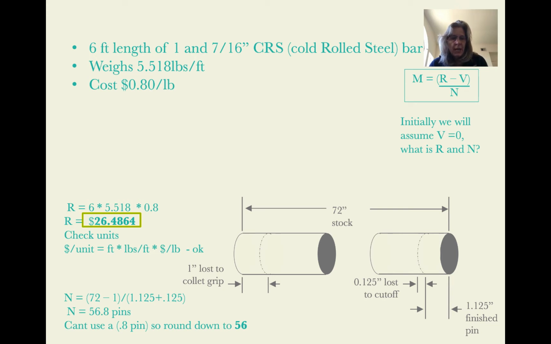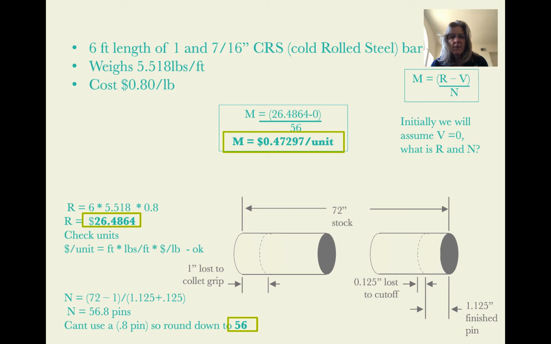So if we just do that calculation, it ends up to be 56.8 pins that we can make out of this barstock. But we know a 0.8 of a pin is not a useful pin, so we are going to round that down and say each barstock will make 56 good pins. So then we just do this calculation, 26.4864 divided by 56, and that gives us the cost of raw material at 47.297 cents per unit. And that's going to be our value.